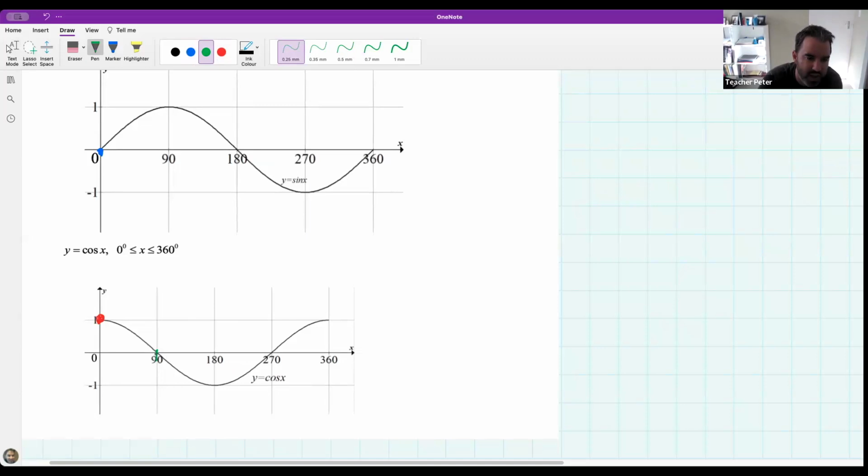And if I look at the way they're going, they also seem to be going in jumps of 90. It's almost like the sine graph is a bit ahead. The other thing that's different is the cos graph is positive, then negative, then negative, then positive. Whereas before, the sine graph seemed to go positive, positive, negative, negative. The cos graph goes positive, negative, negative, positive.